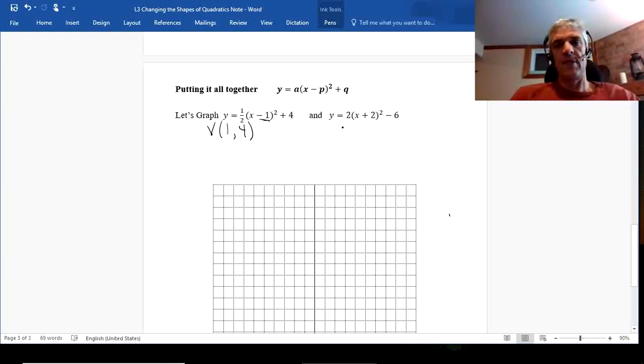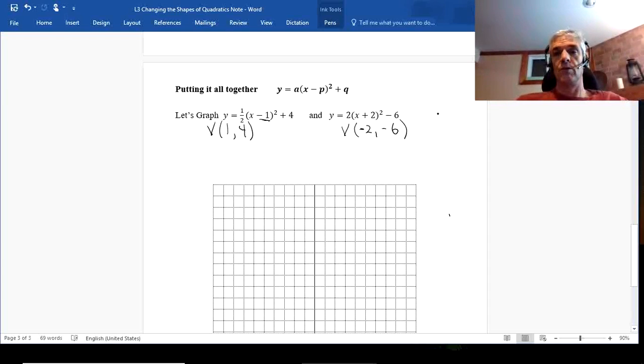Over here, same thing. Vertex is -2, because this changes sign, and -6. That one does not change sign. Let's get my minus in there a little better. And there's my two vertexes for the two equations that I'm going to do. I could go plot those right away, but I'm going to kind of cheat here, and I'm going to do my step values for both of them, okay?